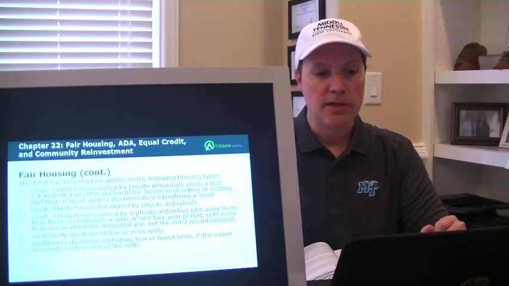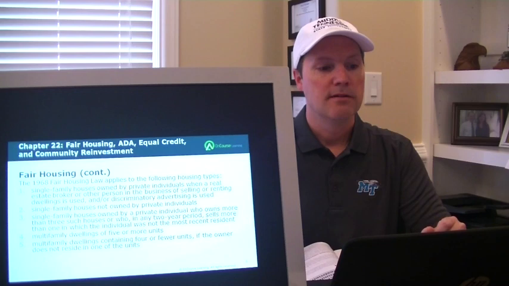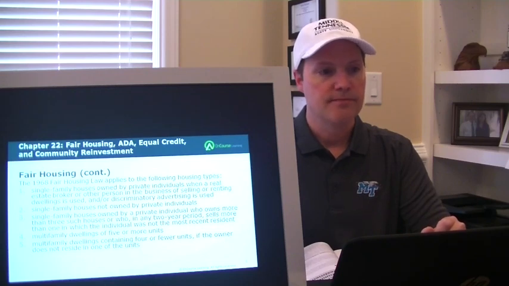And you have multifamily dwellings of 5 or more units, and then multifamily dwellings containing 4 or fewer units, if the owner does not reside in one of those units. Okay?